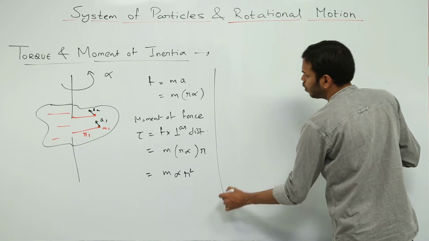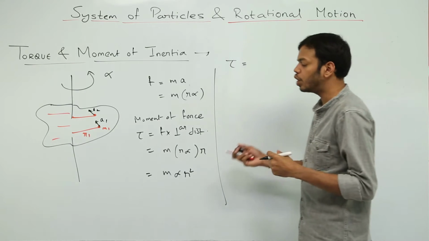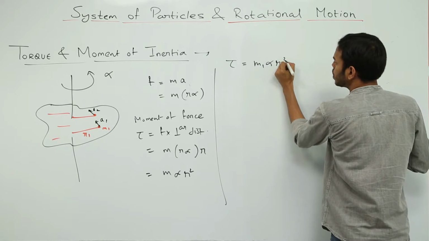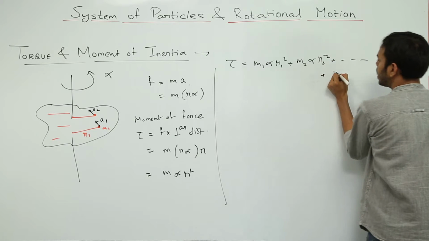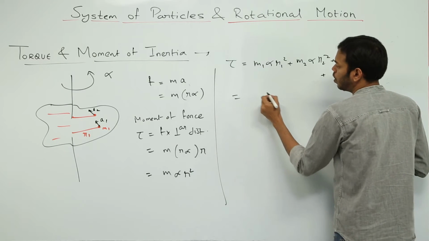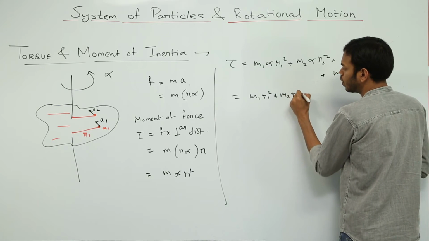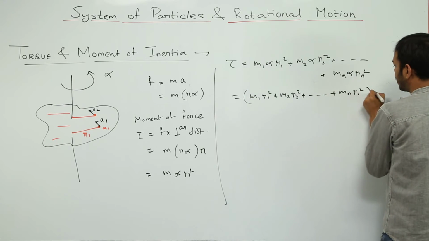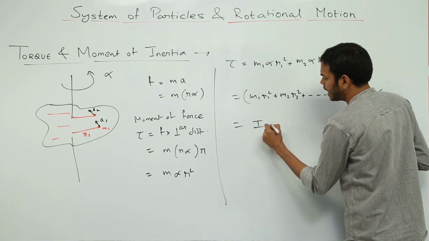Now if I have to calculate the total torque on this body, I will calculate the individual torques acting on each such particle. So it would be m1 alpha r1 square plus m2 alpha r2 square plus so on, mn alpha rn square. I have taken alpha common out, so I will be left with m1 r1 square plus m2 r2 square plus so on, mn rn square. What is this? We know that this is moment of inertia I, so this becomes I times alpha.